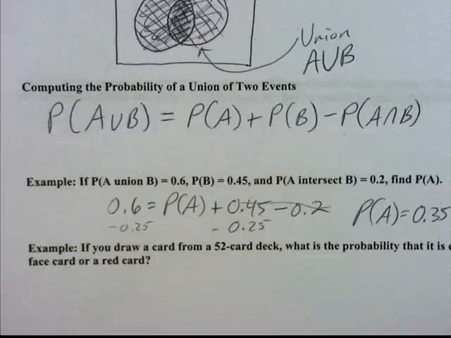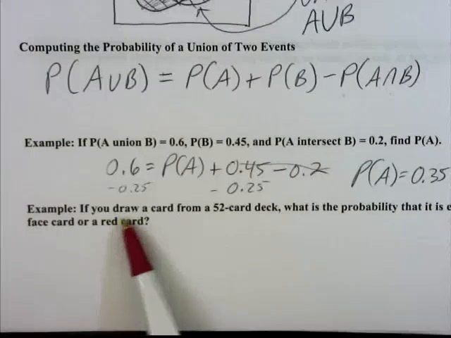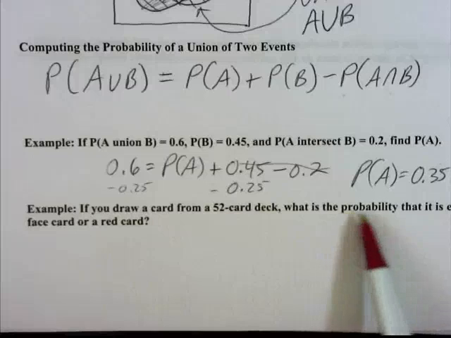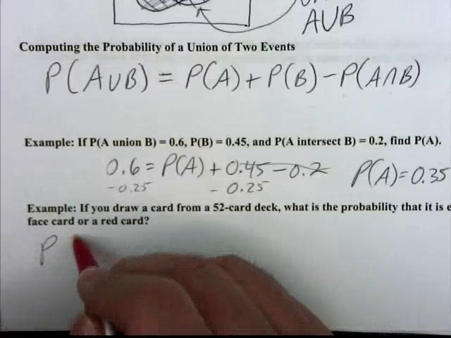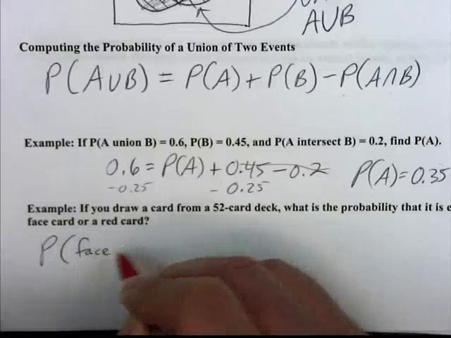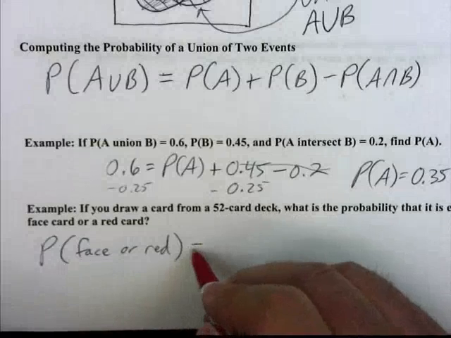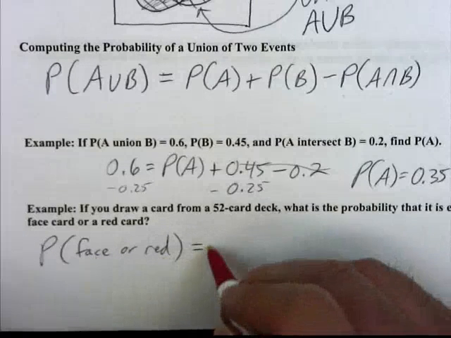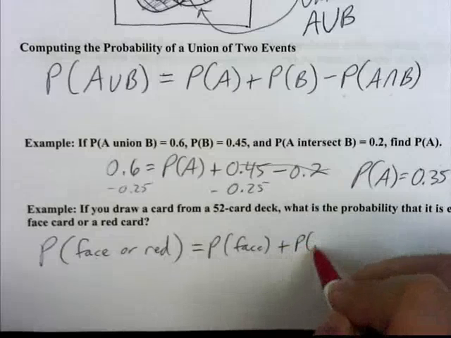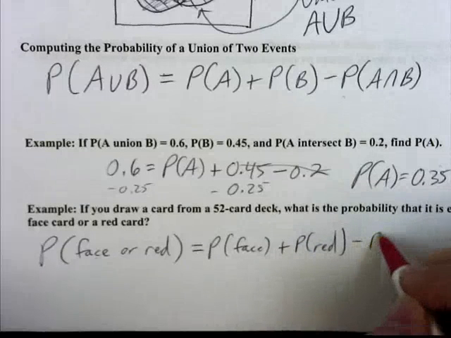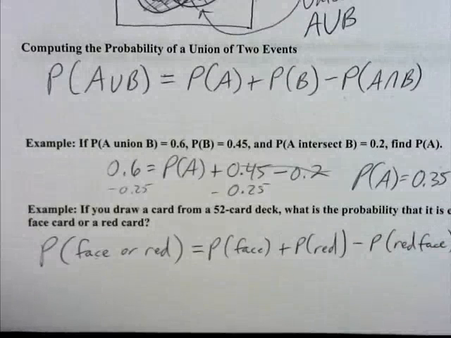Now let's look at it if we don't have just all those symbols. Let's say instead, if you draw a card from a 52-card deck, what is the probability that it's either a face card or a red card? So the probability of a face or red. In order to do that, this acts as our A, this acts as our B. We would look at the probability of a face card plus the probability of a red card minus the probability of a red face card. Both of those things occurring.